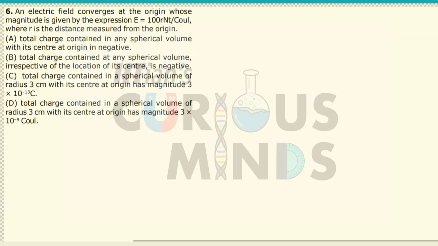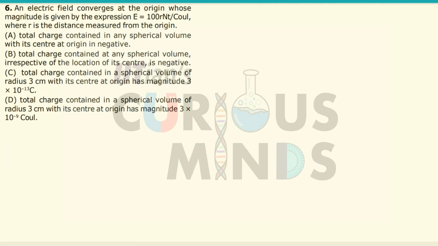The field converges at a point at the origin, whose magnitude is E = 100 r newton per coulomb, where r is the distance measured from the origin. We have to verify the various parts of the total charge contained. First of all, consider this coordinate system, x and y, and there will also be a z axis, but let me consider x and y for the time being.